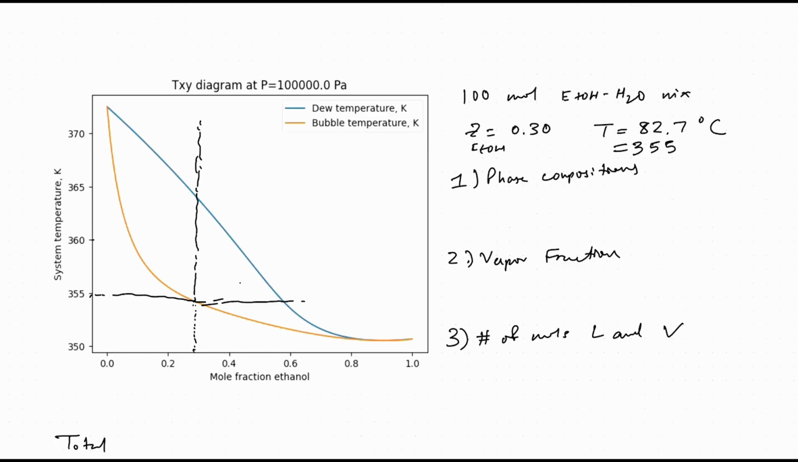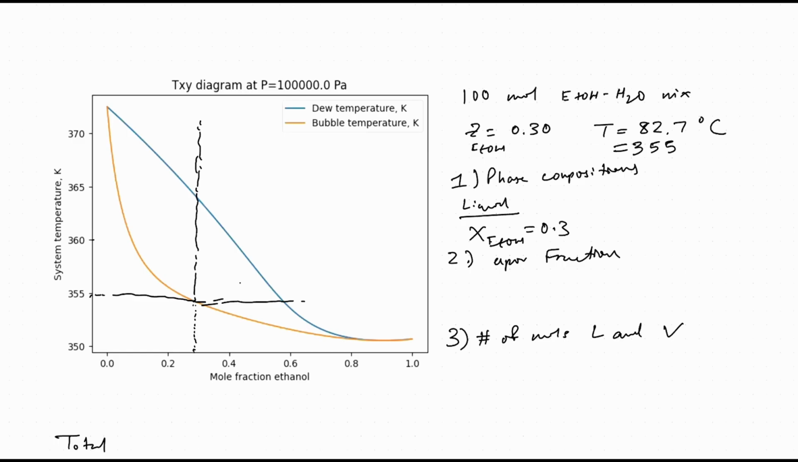So for the phase composition, you only really have liquid, and that composition is basically the same. X equals 0.30, and then X water equals 1 minus that, or 0.70. You know what, I'll just write the ethanol one. X, the ethanol fraction, is 0.3.